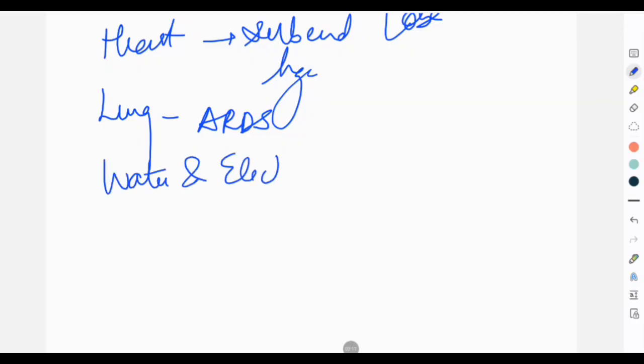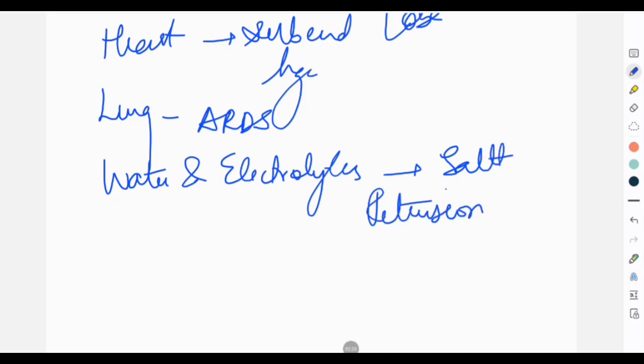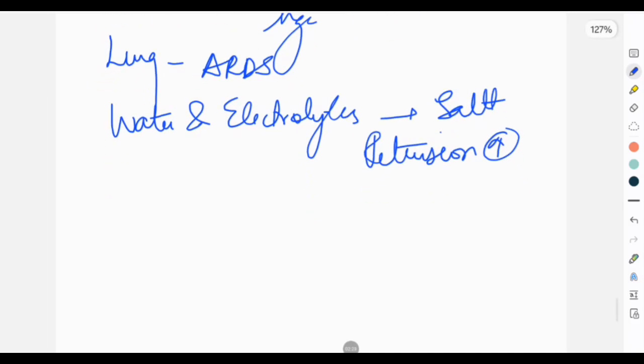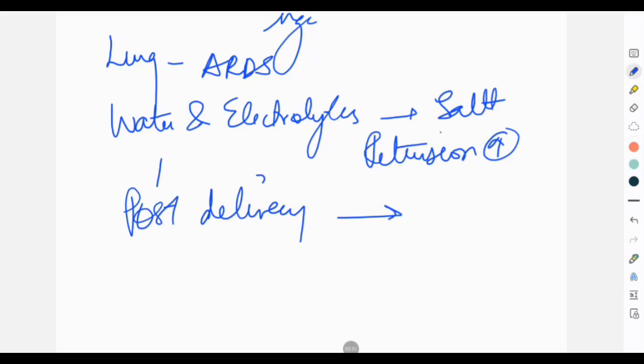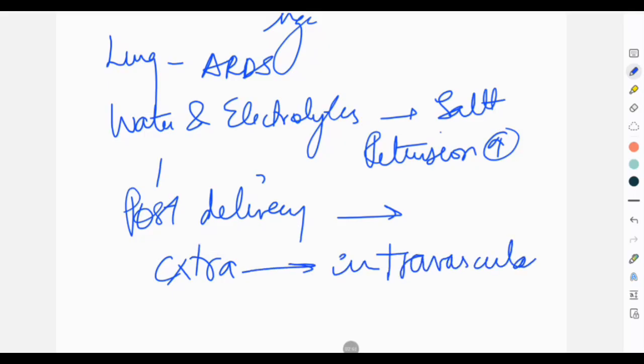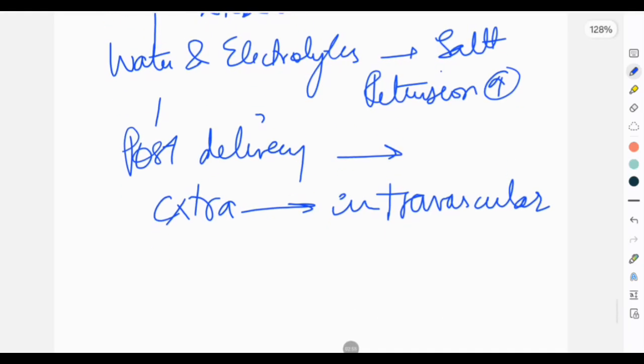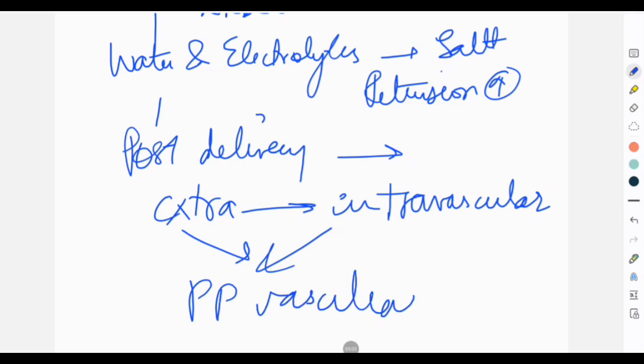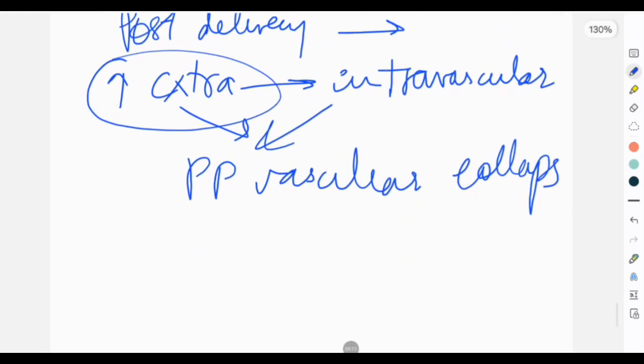Water and electrolytes: salt retention increases. Post delivery, extravascular fluid goes to intravascular. If this process fails, there is postpartum vascular collapse, which means that the fluid remains in the extravascular compartment and does not go to the intravascular compartment.